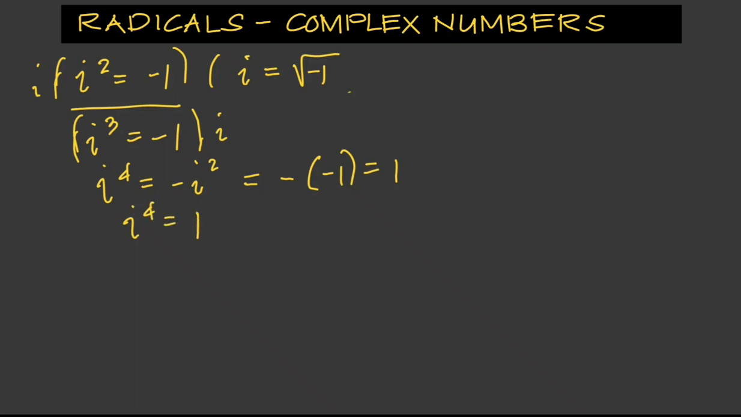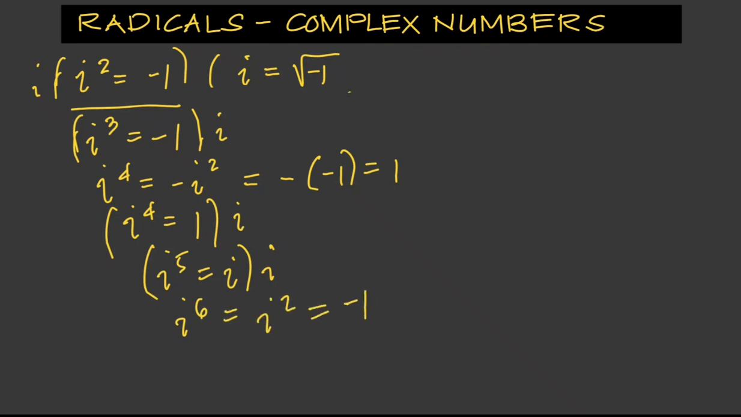Multiplying again by i, this gives i to the 5th equals i. And one more time, we multiply again by i, then we get i to the 6th equals i squared, which is just equal to -1. If this pattern continues, we see a cycle forming, and the exponents on i cycle through simplified answers of i. The cycle goes like this: i, -1, -i, and 1.